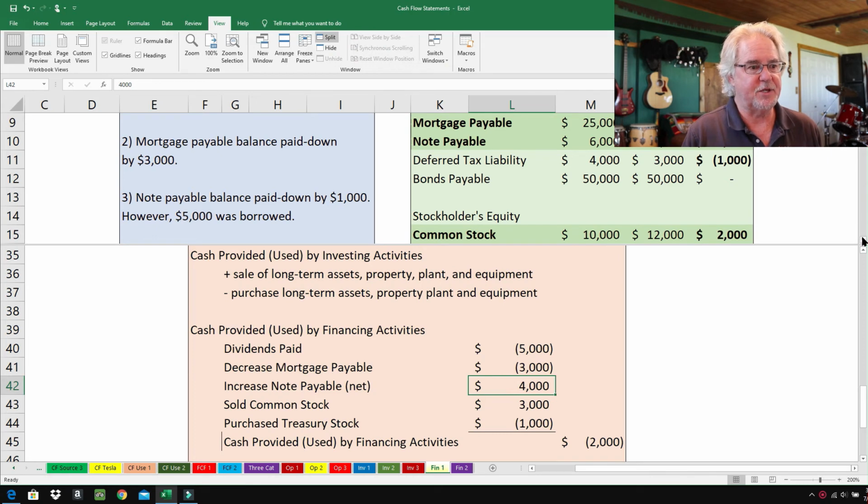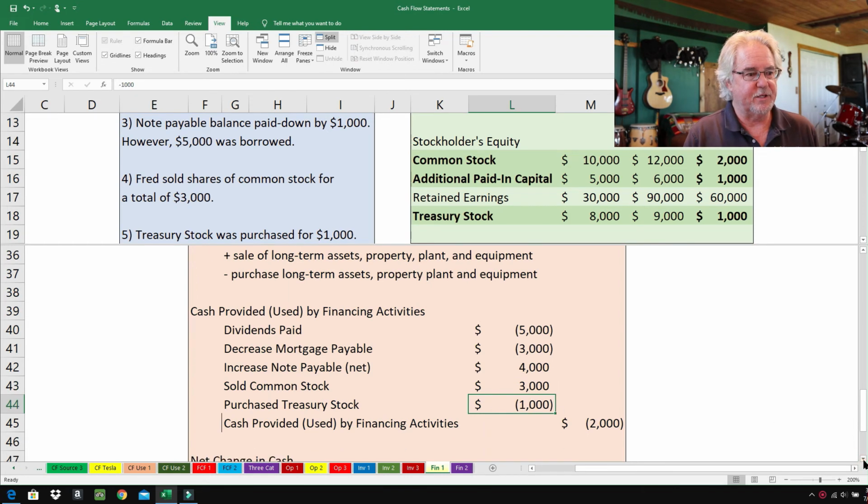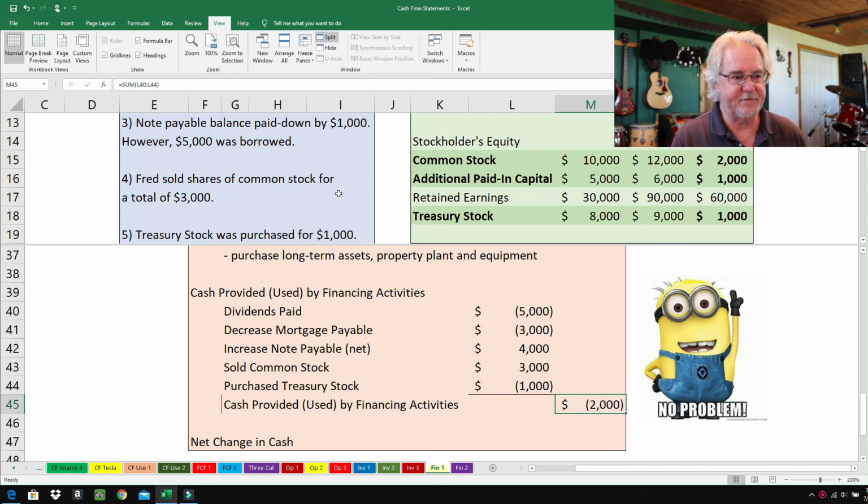And then coming down to the stockholders' equity section, here we go. Common stock and additional paid-in capital, they are tied together. Sold common stock for $3,000. There we go. And treasury stock, whenever the company buys treasury stock, that costs money. So here we go. Purchase treasury stock, $1,000. And it looks like if we add it all up, it comes to cash provided used by financing activities of $2,000 grand total. So there you go. There's the financing section. So what goes in the financing section in a nutshell? Long-term debt and any transactions that have to do with owners.